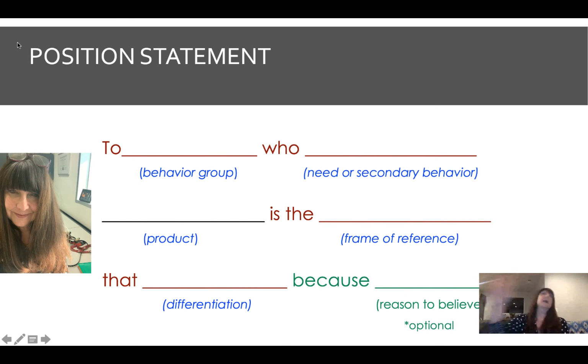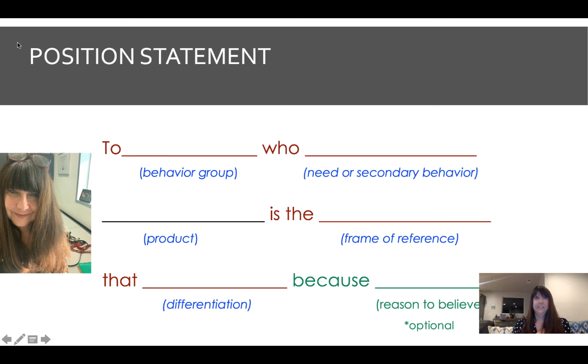All right, so let's take a completely different example. You can use the position statement on yourself or whatever product it is. Say, if, for example, you're looking for a job. So I started looking for a professor job 2.5 years ago, and I landed it here at this school.